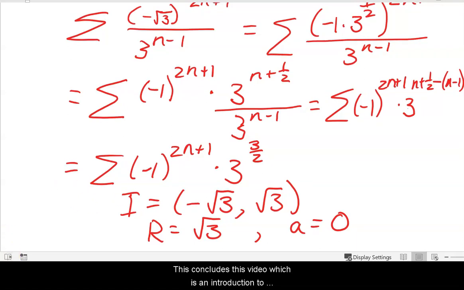This concludes this video, which is an introduction to power series. In the next video, we'll look at some where the center is not 0, and we'll look at how to represent different functions as power series.